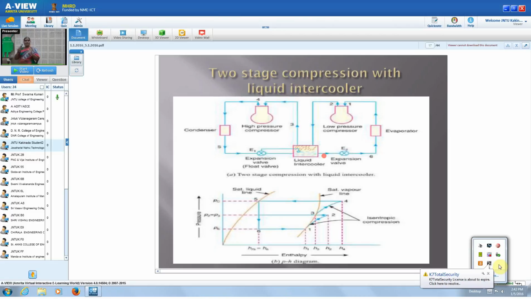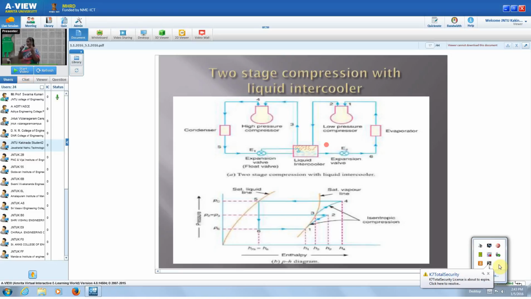The only difference here is there are two compressors, and in between these two there is an intercooler. So 1 to 2 is compression, 2 to 3 is heat rejection at constant pressure in the intercooler, 3 to 4 is compression in the second compressor, 4 to 5 is heat rejection in the condenser, 5 to 6 is expansion, which is isenthalpic, and 6 to 1 is the refrigeration effect produced. With this we are able to reduce the work required for the compression.